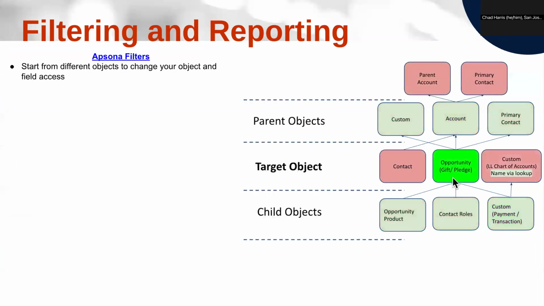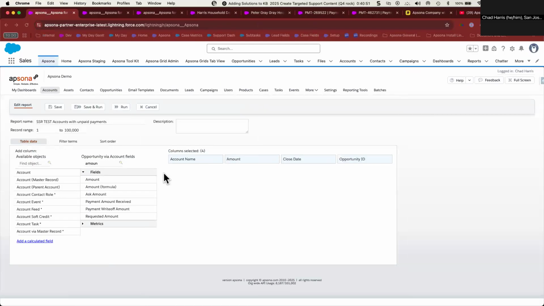If my target is opportunity and I'm on a single step report, I can reach up to account not only for filtering purposes, but to show account fields. And I can reach down to payment both for filtering and to show fields. So if I change my starting object, my target object, I can actually get the best of both worlds with a single step report.